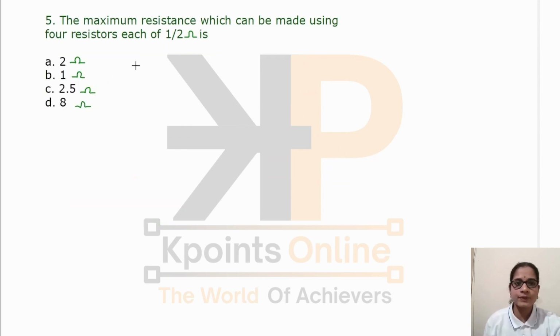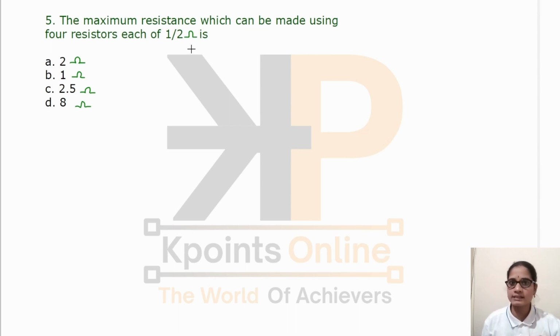The next question, the maximum resistance which can be made using 4 resistance each of 1 by 2 ohm is, we know that we get the maximum resistance of the system of resistors when they are connected in series. Whereas in case of parallel connection, the total resistance will be decreased. So in order to get maximum resistance, we have to connect these resistors in series.